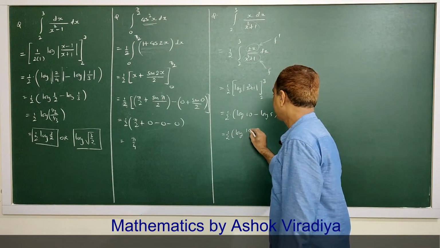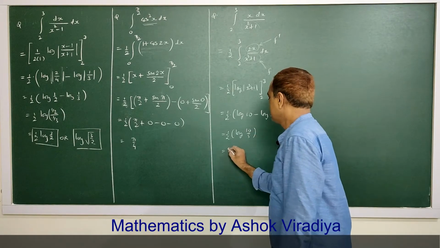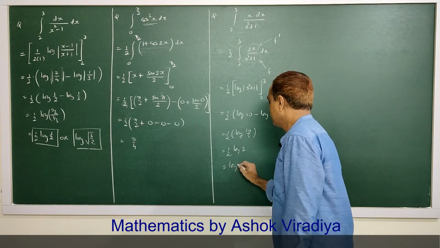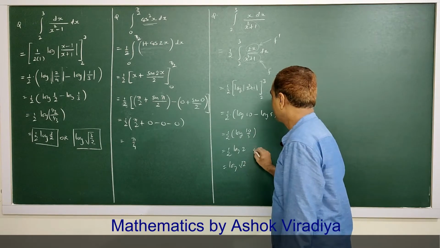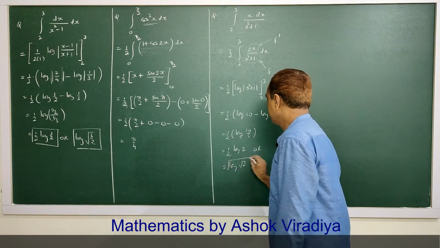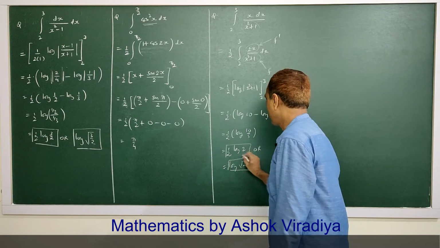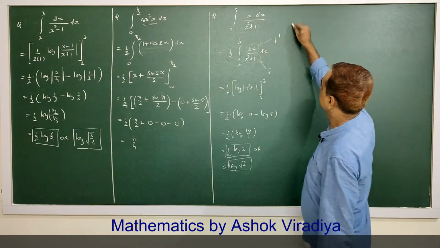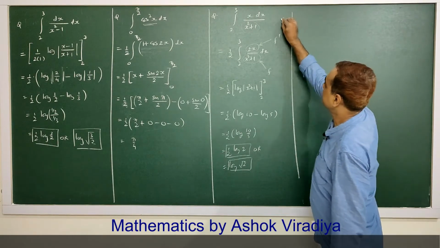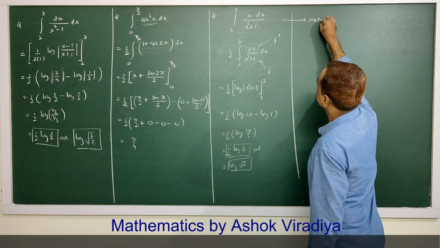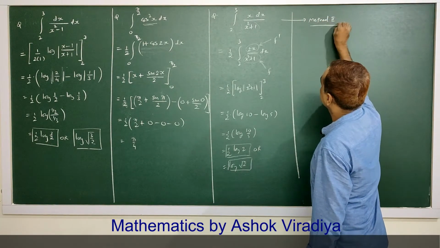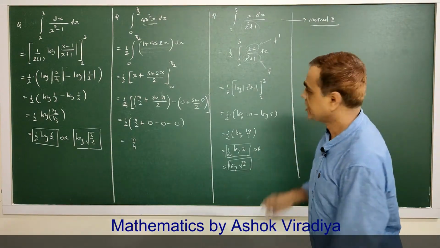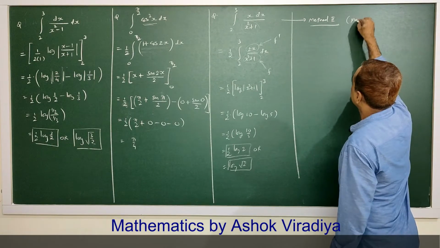So this is 1 by 2 times log of 10 by 5. So 1 by 2 times log 2. So this is log of root 2. So the answer can be shown in these two forms. Now see here, this question can be done by a second method: the method of substitution.